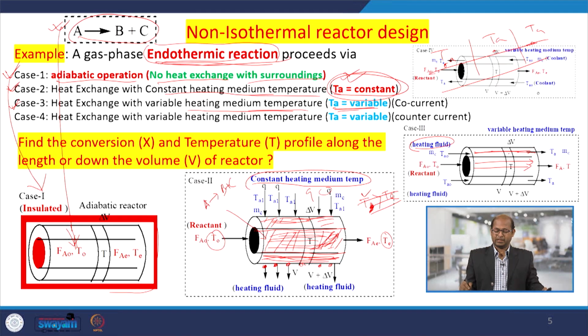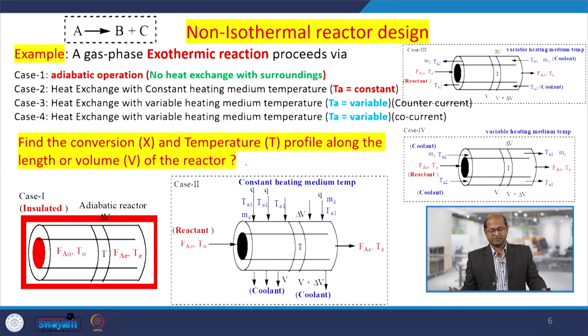What would happen, we will see. Another one is case 4, when Ta is variable but the flow is counter current. Here you can see the co-current flow, and here it is counter current. This is the coolant flow and this is the reacting mixture flow, in opposite directions. In these 4 cases we will find the conversion and temperature profiles along the length of the reactor. That is for endothermic reactions.